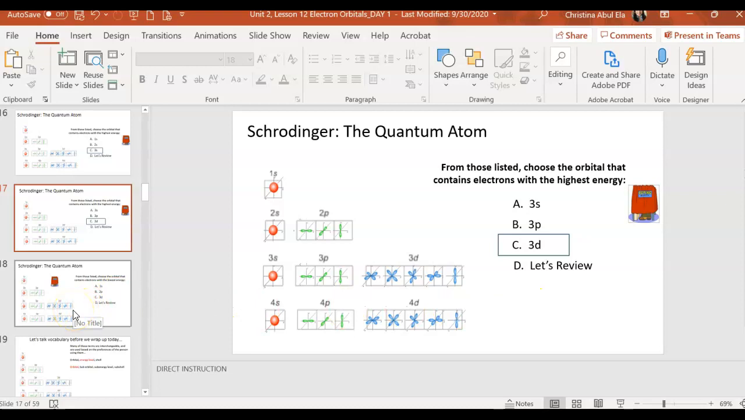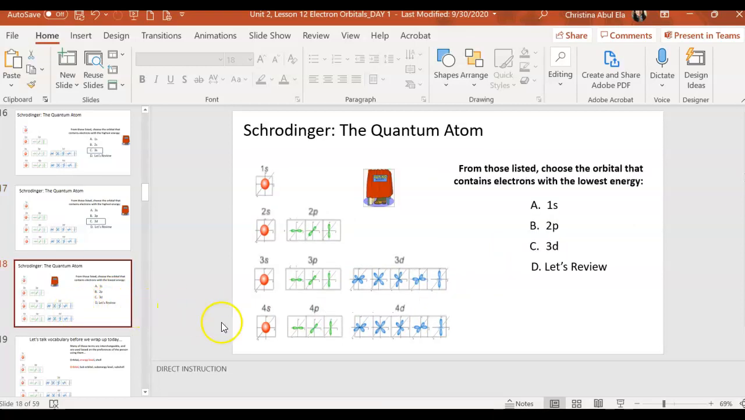All right, last one. From these listed, which one would have the lowest energy? So the lowest energy is going to be the lowest number, which is 1. And then if there was more than 1, we would look at the shape as well, but we only have one of them here, so it would be letter A. So letter A is on the first energy level, the first floor of the hotel, and it's an s orbital, which is the least complicated shape. So that would be the lowest energy.